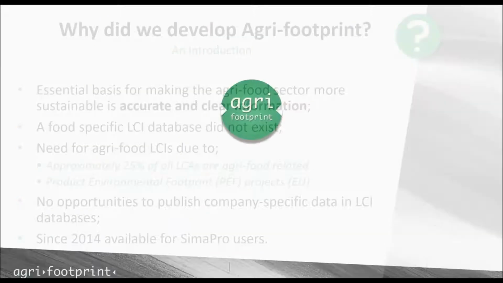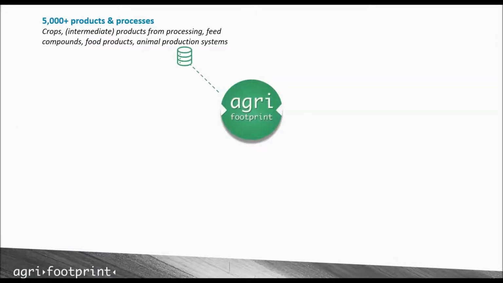Now, a few things about Agri-footprint. Agri-footprint includes more than 5,000 products and processes. There you can find the cultivation of different crops for different countries of production, processed crops and intermediate products, feed compounds and food products, as well as animal production systems. All these processes are provided for 3 different allocation methods. So we are including mass, energy, and economic allocation.